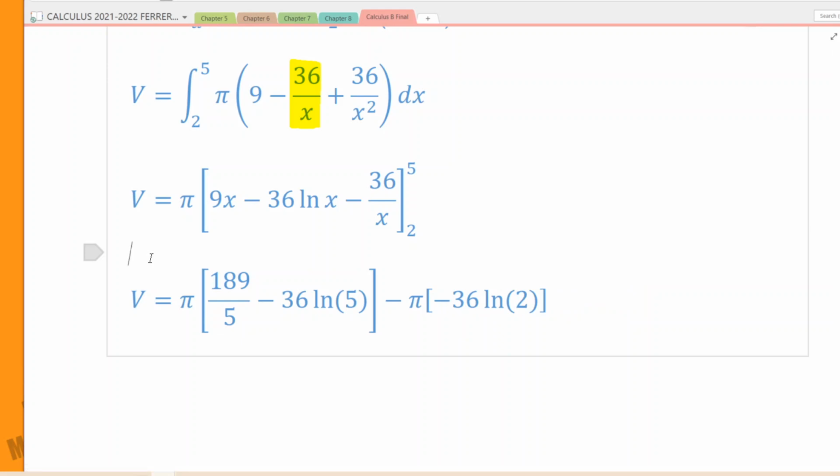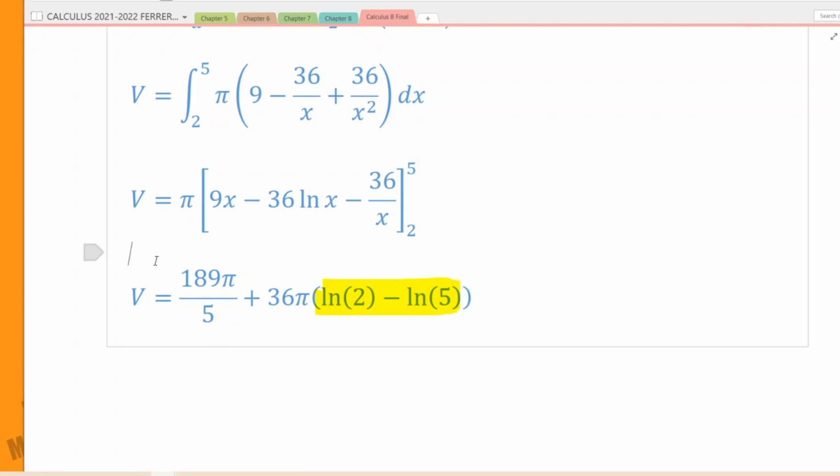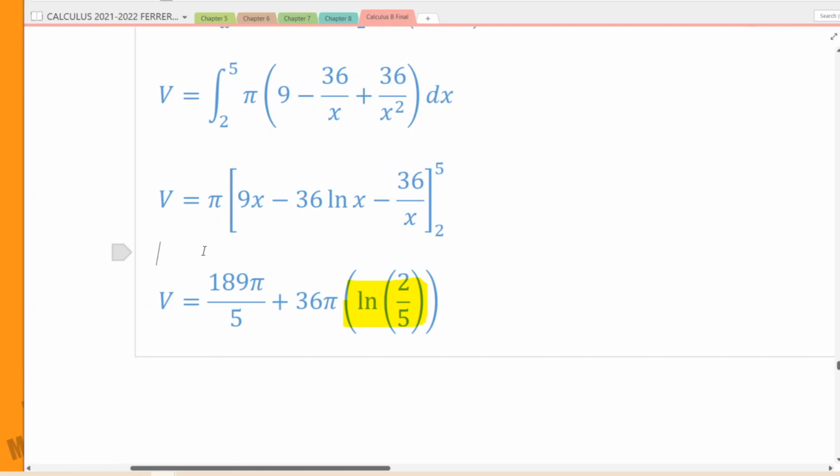And then because of these square of these natural logs, I think I'm going to distribute the pi's. We'll do a little reordering. We'll factor this 36 pi. And then use some properties of natural logs, or just any log really. And that pretty much does it, except for maybe a little bit of a cosmetic work. And yeah, that looks pretty good.